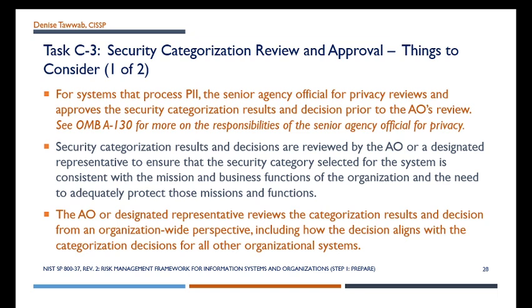Security categorization results and decisions are reviewed by the authorizing official or a designated representative to ensure that the security category selected for the system is consistent with the mission and business functions of the organization and the need to adequately protect those missions and functions. The authorizing official will review the categorization results and decision from an organization-wide perspective, including how the decision aligns with the categorization decisions for all other systems in the organization.